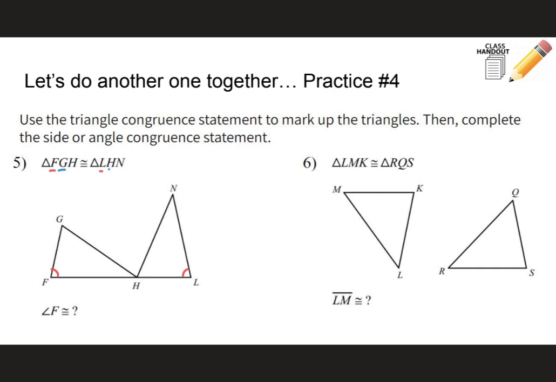Then I'm going to do G and H. So angle G is congruent to angle H. Remember, before you might be thinking, well, wait, isn't this angle also H? Remember, it's a congruent statement between the 2 triangles. So one angle from one triangle and the other from the other.